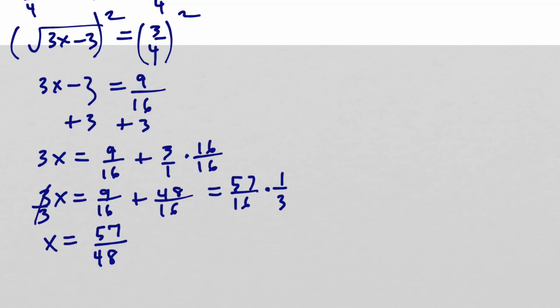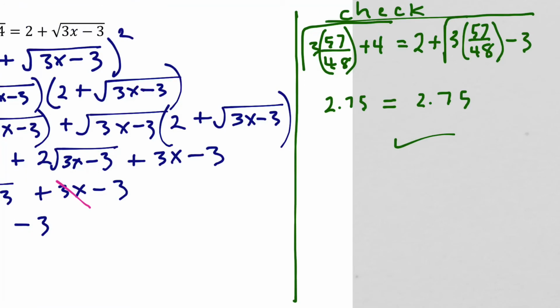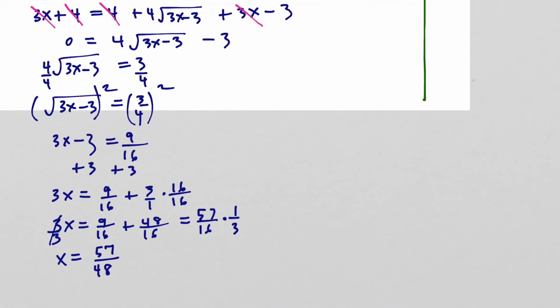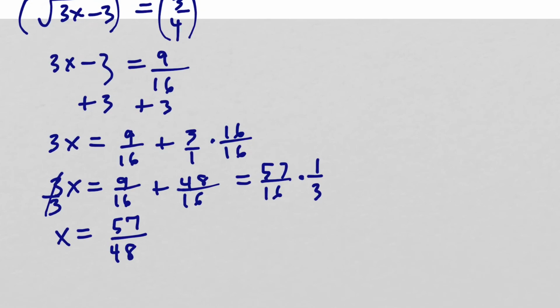So now I'm going to perform my check step. I use my calculator to check this. I plugged in 57 over 48, and I took the square root of this number underneath here, and I got 2.75. And then I used my calculator to figure out this number, and underneath took the square root of that. I added 2 to that, and I also got 2.75. So I get a true statement when I plug my solution back into the original equation. So I'm going to go back over here, and I'm going to say this is the solution to my original equation.